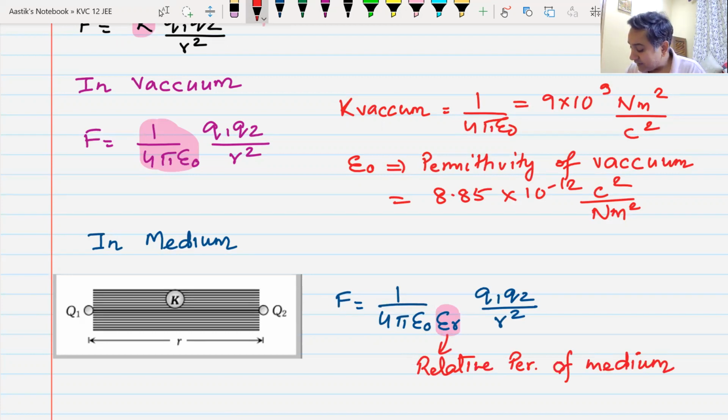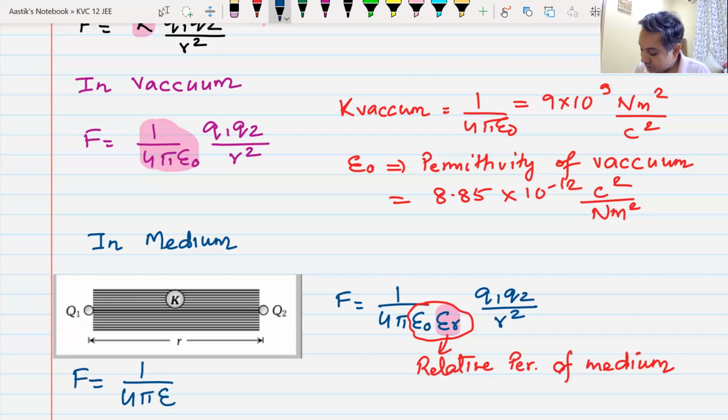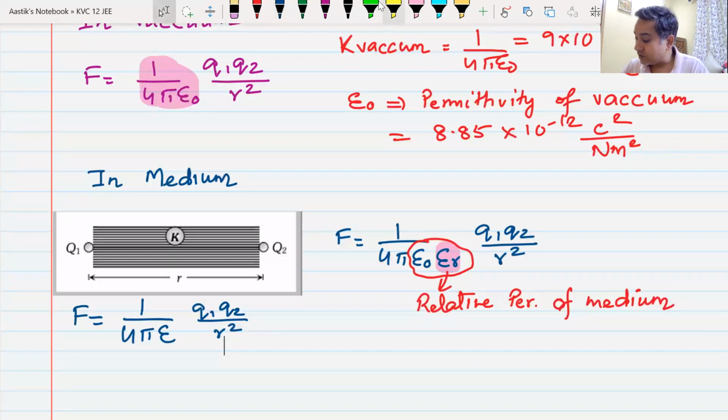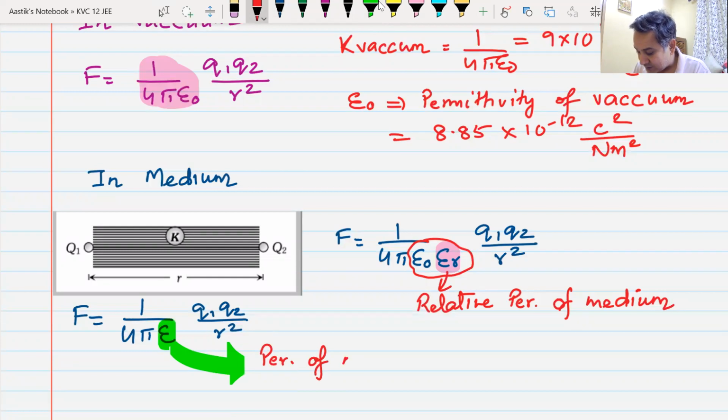Now, this entire term epsilon naught into epsilon r can also be written so I can write this force in this form also, 1 by 4 pi epsilon into q1 q2 by r square. You can also write it epsilon m. This epsilon now becomes the permittivity of the medium. Do we understand this? So remember these terms, do not mix them up.